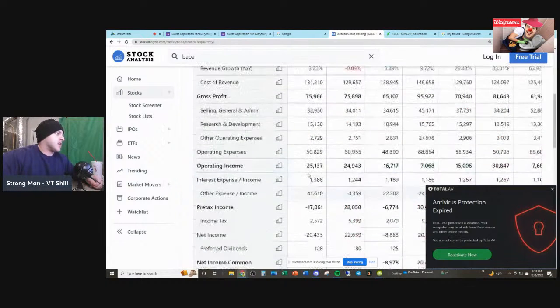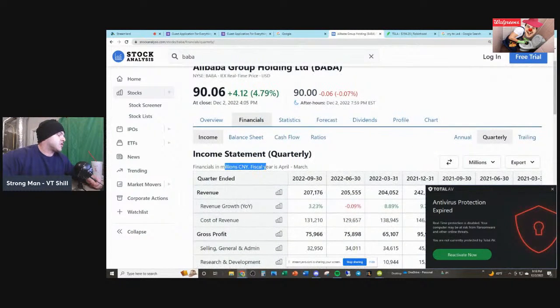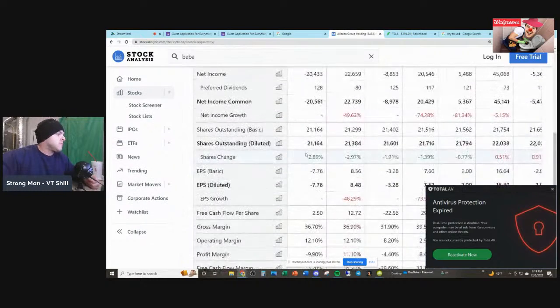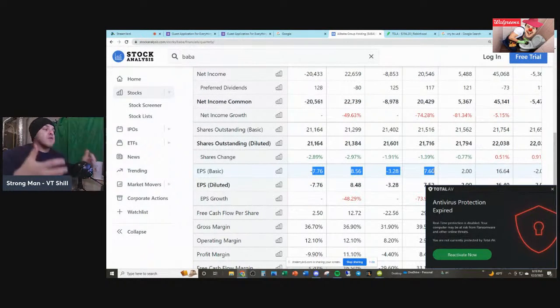Now, this wasn't the best example because it's in Chinese currency units, so the conversion doesn't necessarily work like that. But at the end of the day, they're taking the stock price, $90, divided by the earnings per share, which is in Chinese currency units. You convert that to USD, those earnings are a lot lower. And that's why you have a price to earnings ratio that is insanely large, okay?